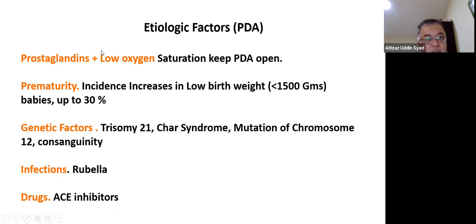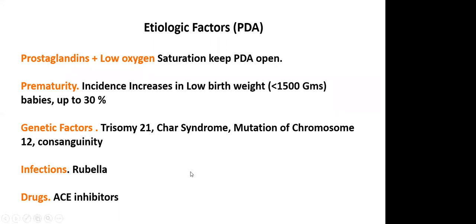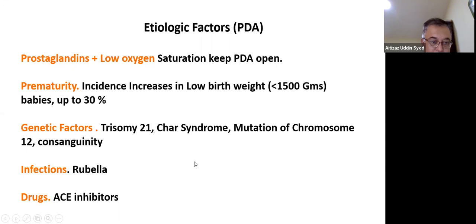And after birth, the prostaglandin supply from the placenta is gone, and also the local prostaglandin can change, and the oxygen saturation is increased because the lungs are working, and PDA starts to close. Prematurity incidence is higher, and in low birth weight babies up to 30% will have a significant PDA. And that's what they need. They need a PDA to survive. But also some of the syndromes, trisomy 21, and some other chromosomal abnormalities are associated with more PDA. Rubella infections, ACE inhibitors have been implicated. So these are bookish etiologies of the PDA.